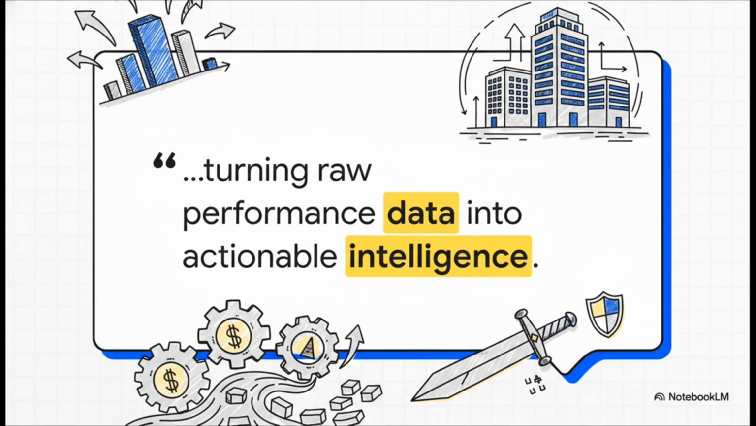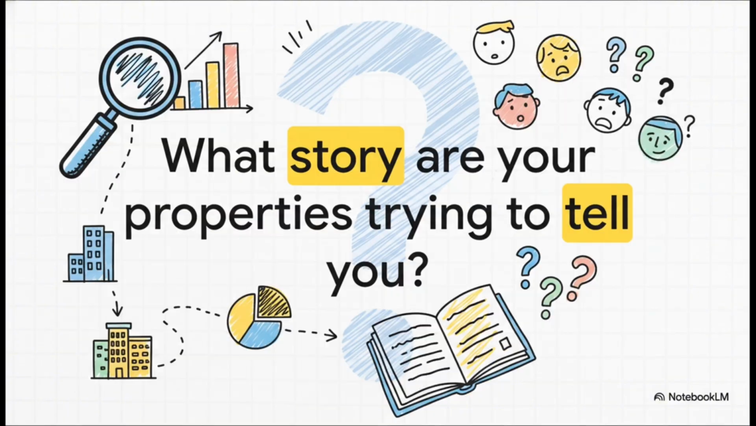The whole goal of variance analysis, it's not to create some report that's going to sit on a shelf. It's about turning a spreadsheet full of numbers into a strategic weapon. It's all about taking that raw data and forging it into actionable intelligence. So the next time you're looking at your financials, try not to just see numbers. See the plot. See the characters and the clues. Every single budget variance, whether it's big or small, is part of a much larger story. And the only question is, are you listening? What story are your properties trying to tell you?